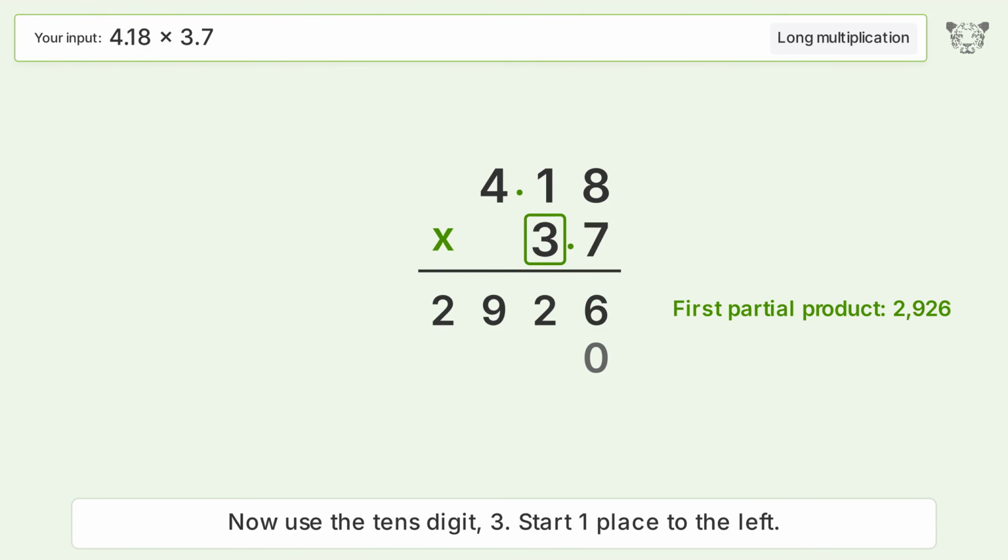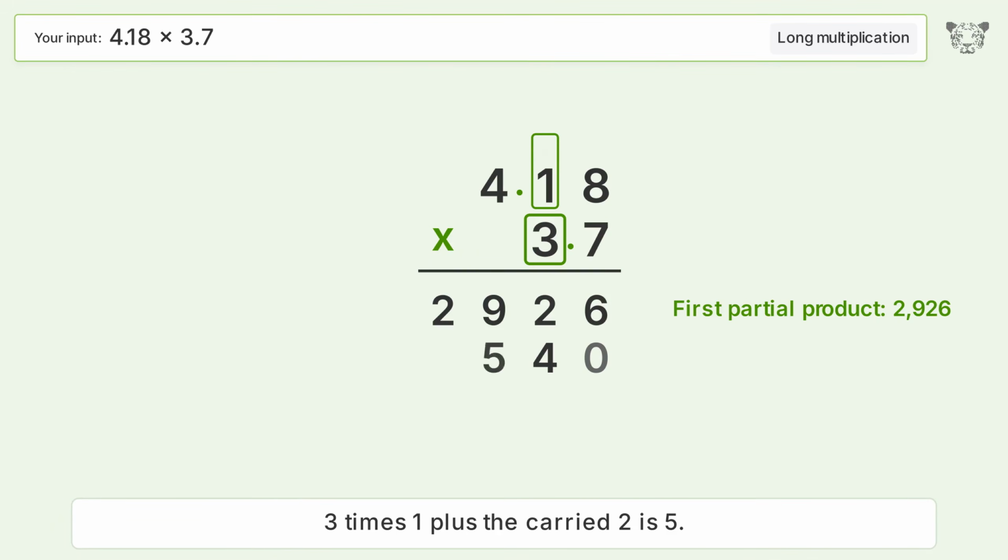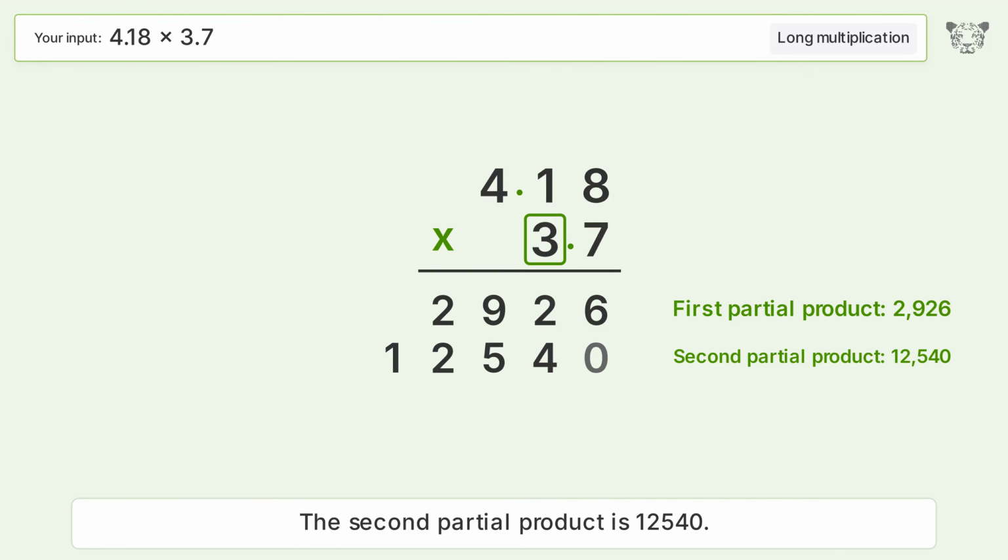Now use the tens digit, 3. Start one place to the left. 3 times 8 is 24. Put 4 in this column and carry 2. 3 times 1 plus the carried 2 is 5. 3 times 4 is 12. The second partial product is 12,540.